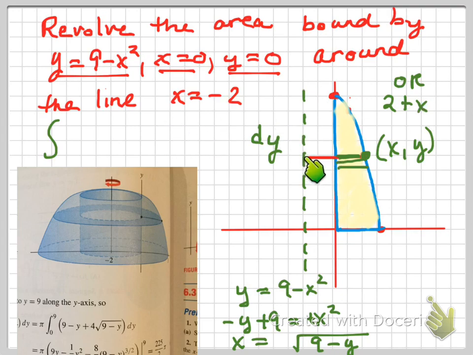Again, we're finding the outer radius, which is 2 plus x, but I can't use x. This is a parabola, so I'm going to use this formula and solve it for x, so that I can write x in terms of y. Now I'll plug that in right here. I've got pi times my outer radius. My outer radius is 2 plus the square root of 9 minus y, all squared.